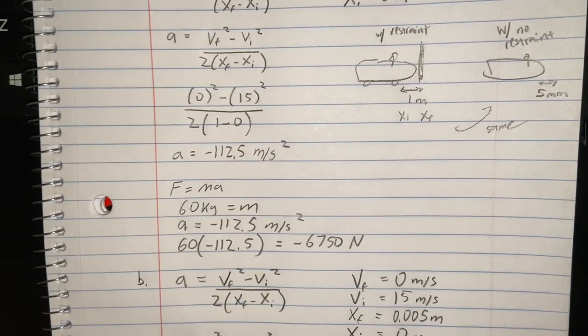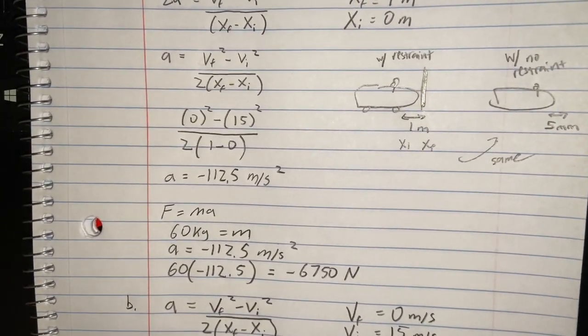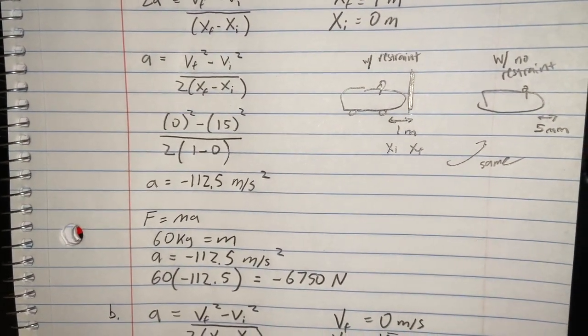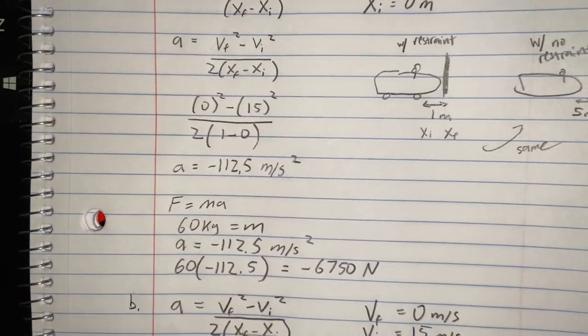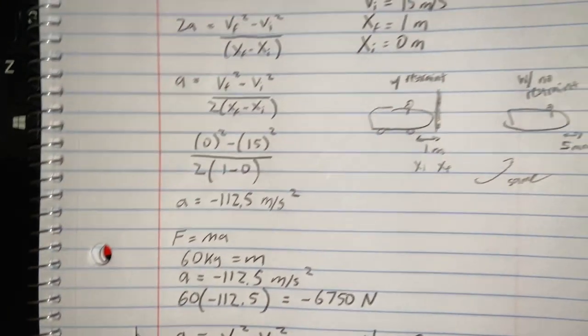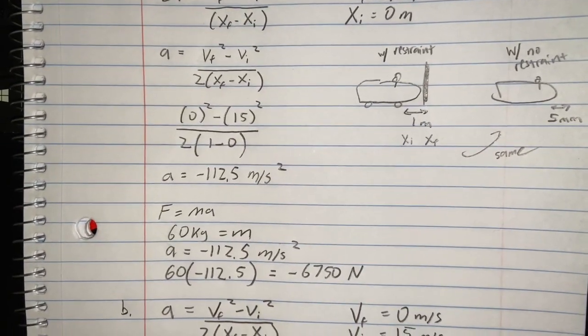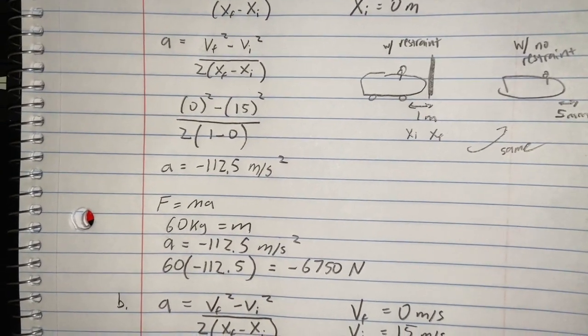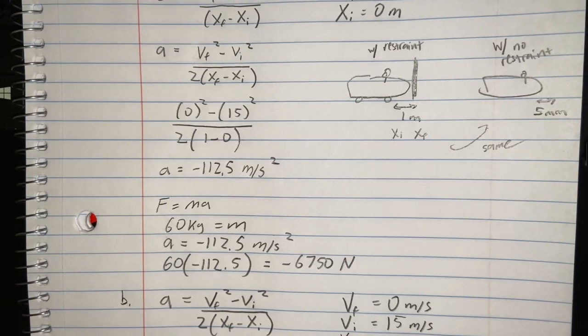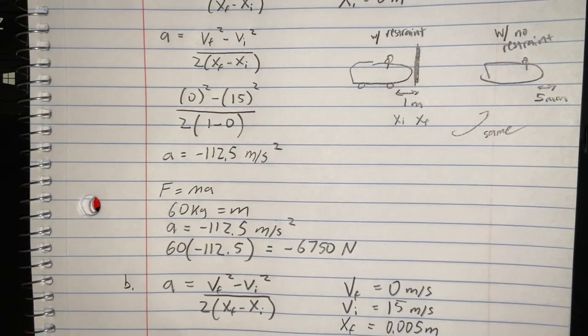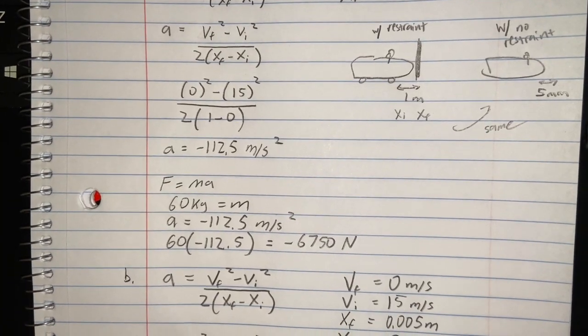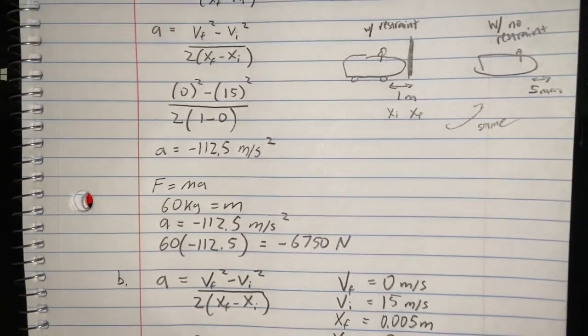And then I plugged that back into the force equation to get the net force on the person. Keep in mind it was 60 kilograms for the mass, and the acceleration from the previous part was negative 112.5 meters per second squared. So that total net force is going to be negative 6,750 newtons.